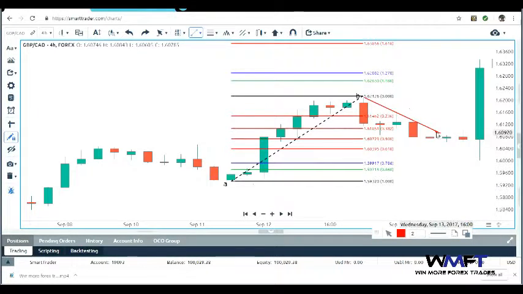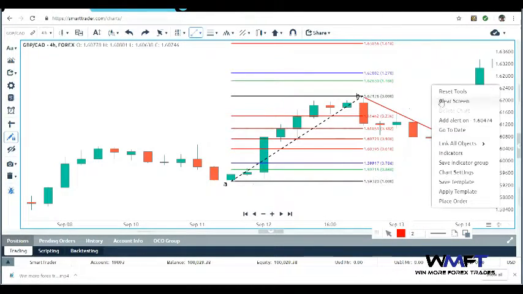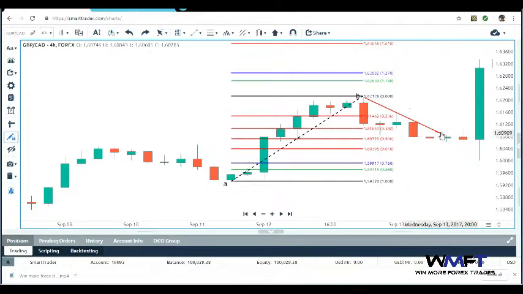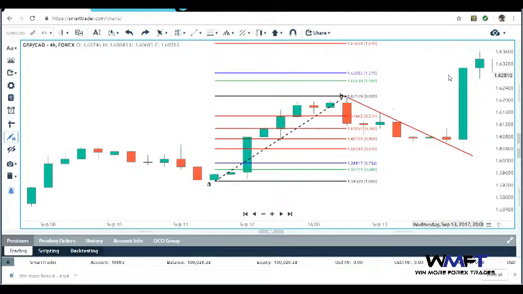Uh-oh. What do we do here? Keep forgetting to reset my tools. Okay, let's get rid of that. Okay, let's bring this out. And that would have been our counter trend line break. The market would have closed above our counter trend line, bullish. So we would have got in at this candlestick here.